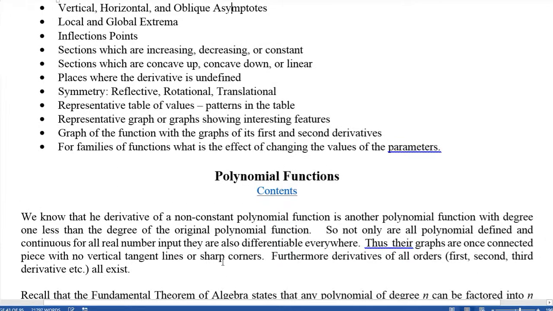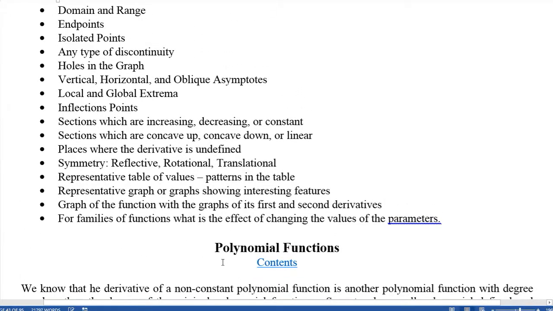I think that we're going to stop here for this video. In the next video, we might look specifically at some general characteristics of polynomial functions, and then look at an example of polynomial functions in that video.